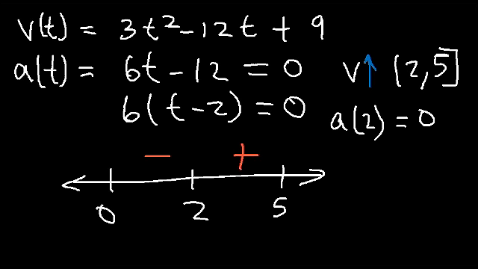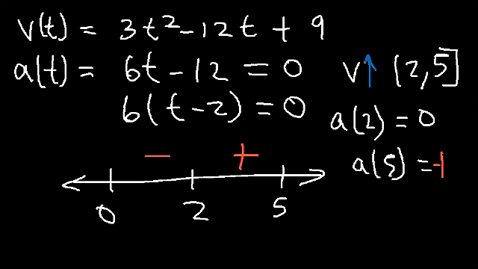So the velocity is not increasing at 2 since the acceleration is 0. In fact, when the acceleration is 0, the velocity is constant. So it's constant at t equals 2. Now what about at 5? What is the acceleration at t equals 5? If you plug in 5 into this equation, 5 minus 2 is 3, times 6 is 18. So it's a positive number.